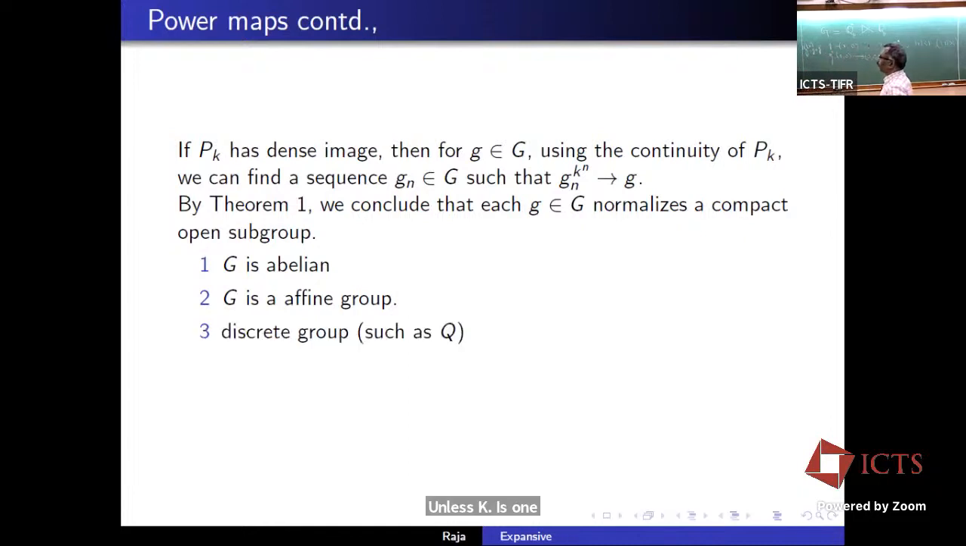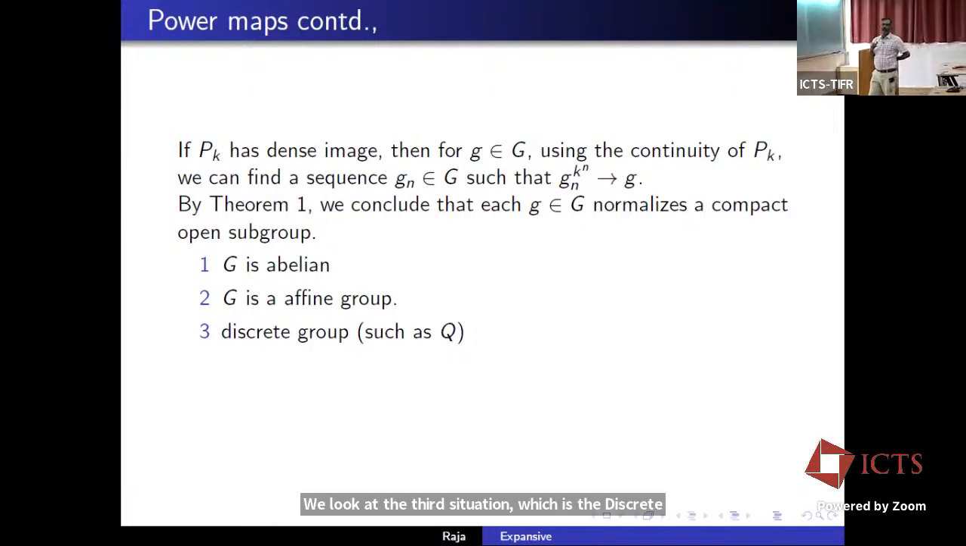We look at the third situation, which is the discrete group, such as rationals. So in this case, you always have a compact open subgroup which is normalized. That is the trivial group. It's a discrete space, so the identity is a compact open subgroup. It is always normalized. So in that case also, this previous result does not give us any further information.